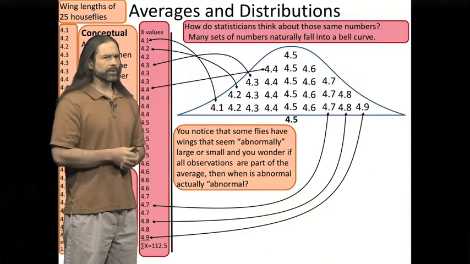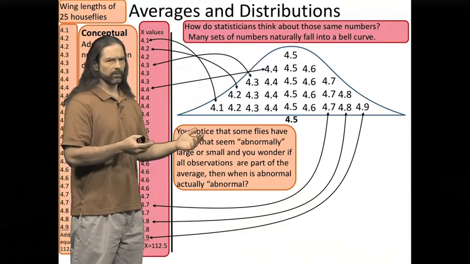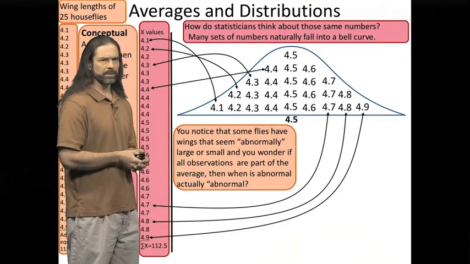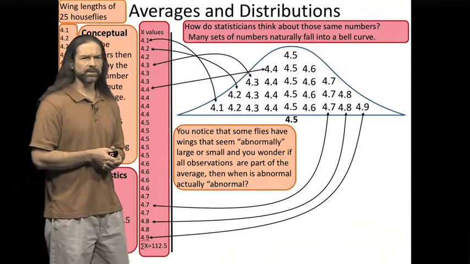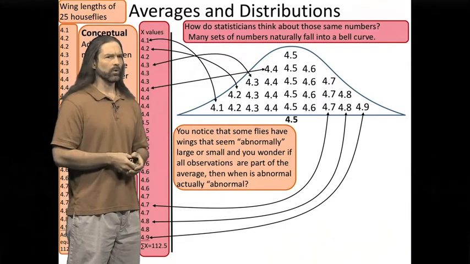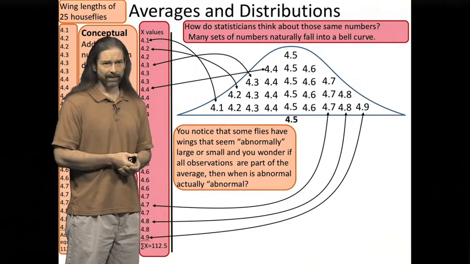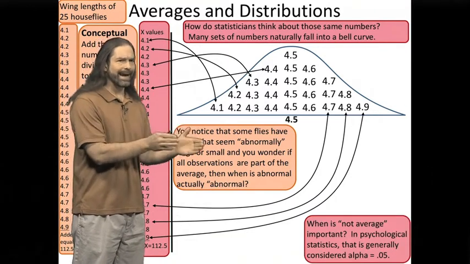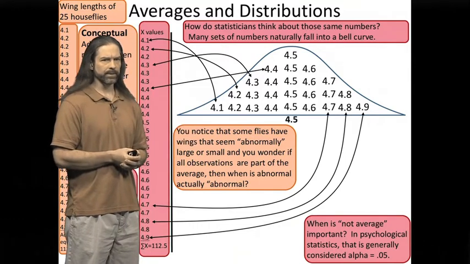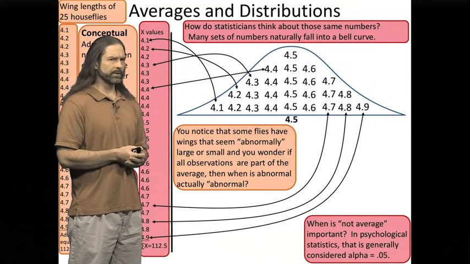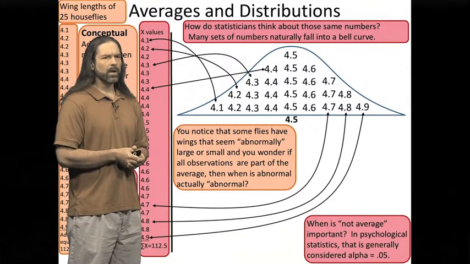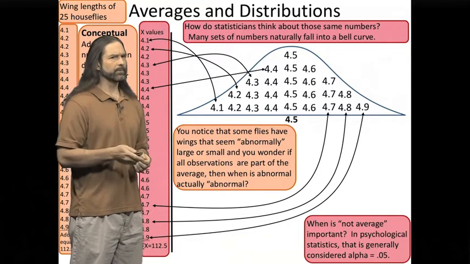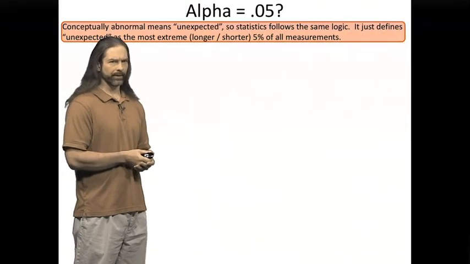But as you notice that some have small wings and some have large wings, you may think to yourself, well, those are abnormally large or those are abnormally small. But then the question in statistics is, what defines abnormal? When is abnormal actually abnormal? And so when is it not average is an important concept in psychology and psychological statistics. In psychological statistics, we generally consider that value to be alpha of 0.05. Don't panic, I'm going to talk about what exactly alpha of 0.05 means.